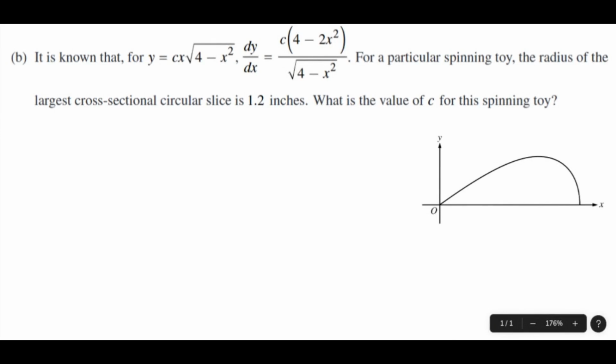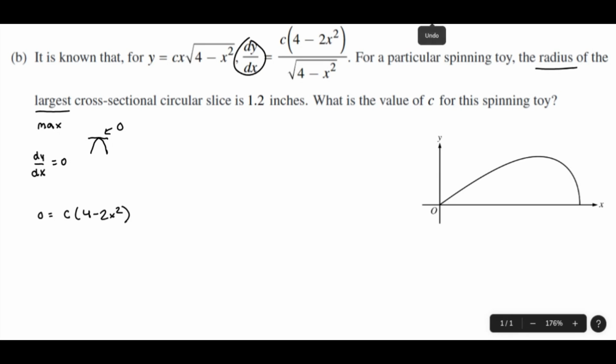Okay, so jumping into part B, we are given the dy over dx function of the y function, and we're also given the largest radius, which is going to be the max of the function. We are finding the value c to make sure 1.2 is the max radius. So now we're going to set dy over dx equal to 0, since if we draw like a tiny little graph, at that top the slope is going to be 0. So after we set 0 equal to the big derivative, we're just going to solve for x.